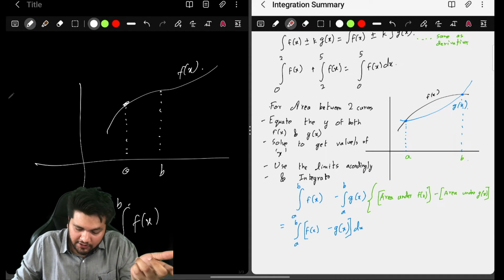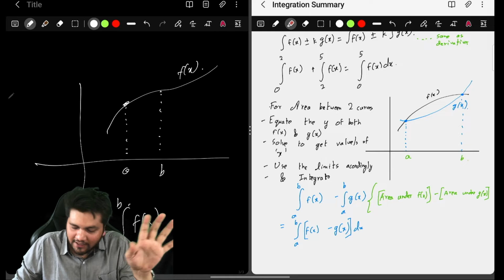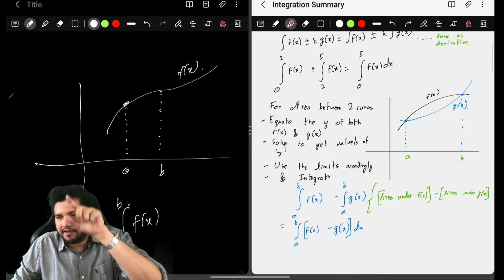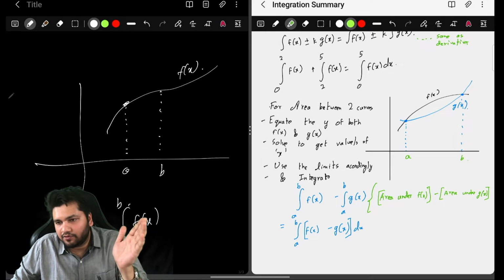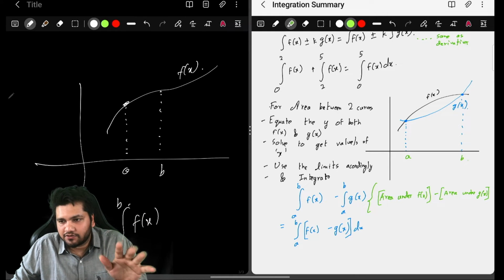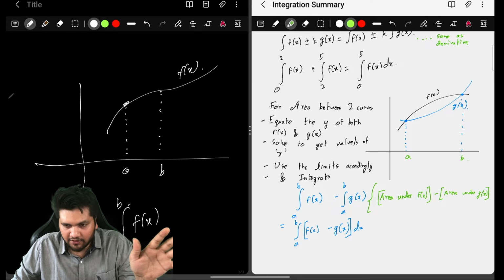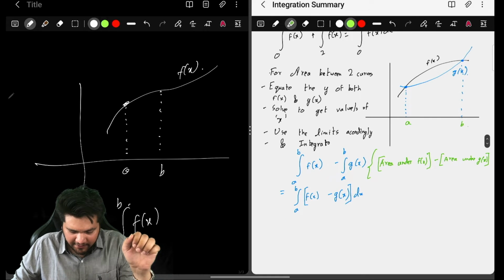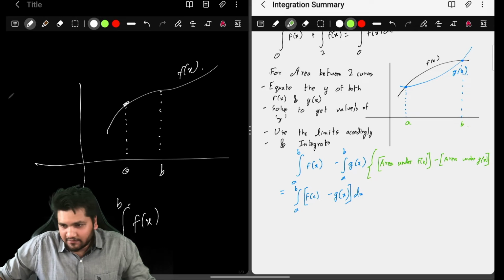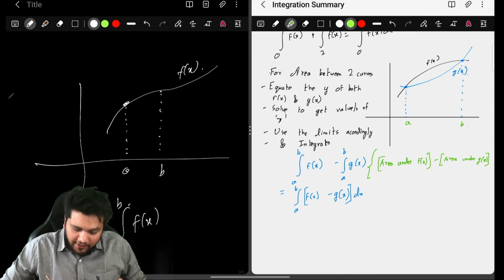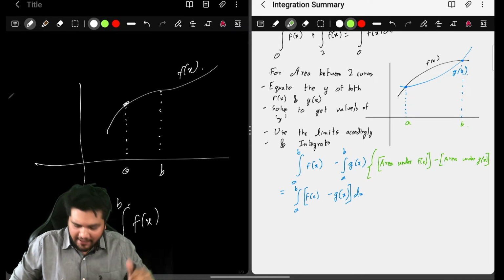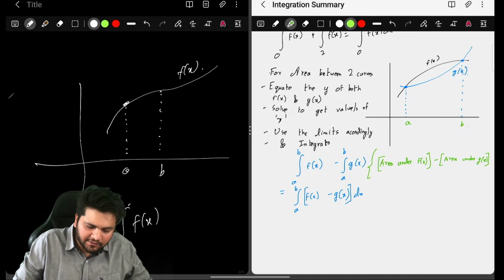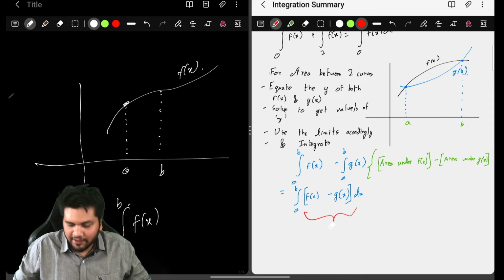But in case there are two curves, let's say f of x and g of x, the area under one curve will give me this value, and the area under the other will give me that value. The actual area I want is the middle one. So what I'm going to do is integral a to b of f of x minus integral a to b of g of x. That will give me the area under the curve f of x minus the area under the curve g of x. We can combine these integrals together and just write f of x minus g of x for simplification purposes. And that's how you will get the area between the curves.